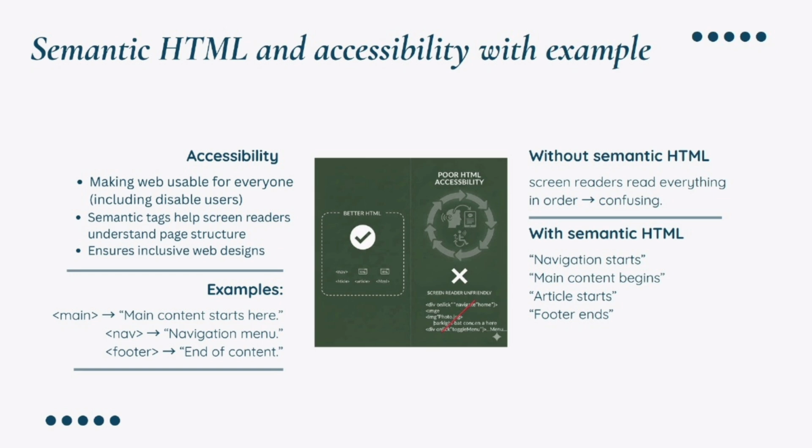Main is translated as main content starts here. Nav is translated as navigation menu. Footer is translated as end of content. This provides landmarks that are essential for navigation. Imagine navigating a building with no signs, and that's a non-semantic page. Now, imagine one where every room is labeled. That's a semantic page. And by using the right tags, you are not just coding, you are ensuring universal access to your content.